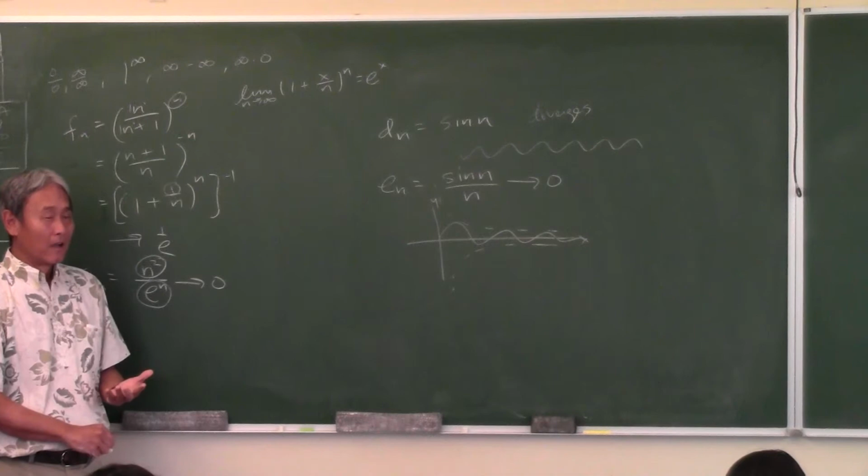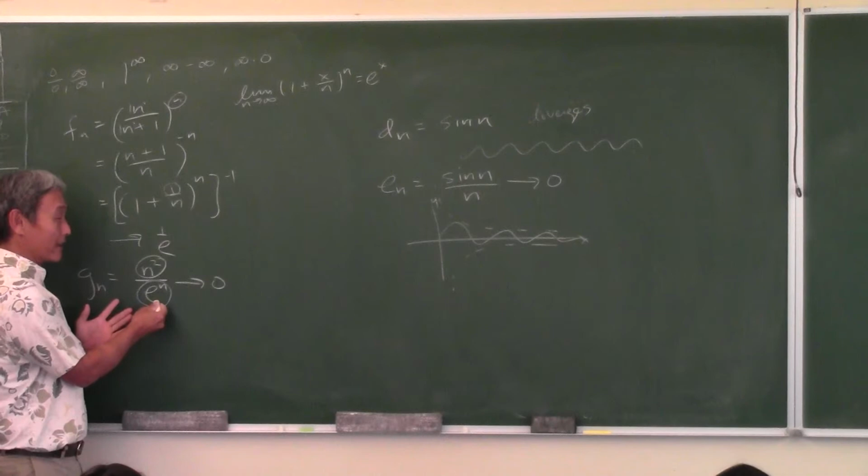How do you know that e to the n grows faster than n squared? N to the n, factorial.